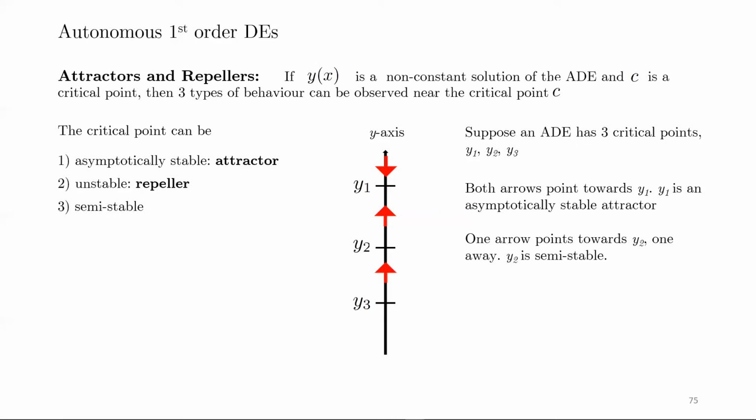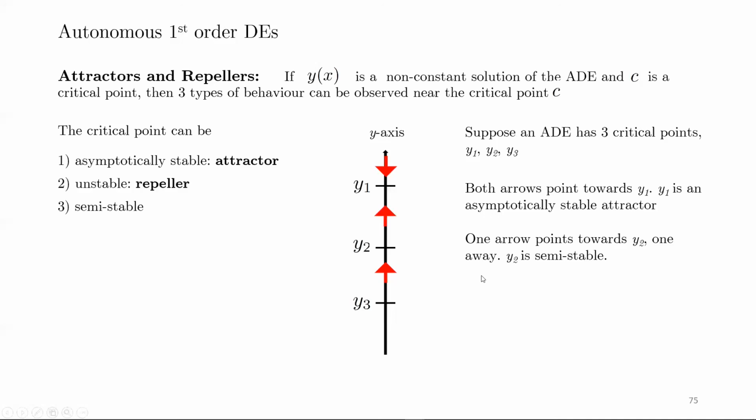Okay, well, what if one arrow points towards a critical point, in this case y2, and one arrow points away from y2? So in this case, if I'm slightly above y2, then I move away from y2, but if I'm slightly below y2, then I move towards that critical point y2. Okay, so it's a mixture of being an attractor and a repeller, and so therefore we call y2 semi-stable. So if one arrow points towards the critical point and one arrow points away from the critical point, then we say that critical point is semi-stable.